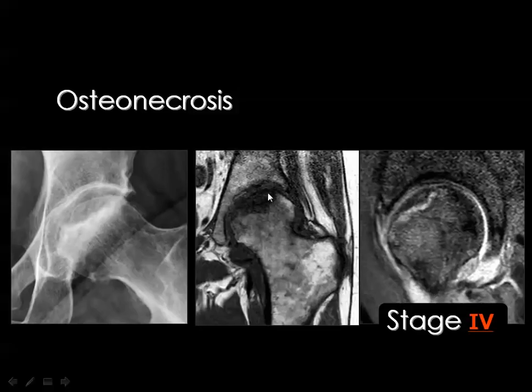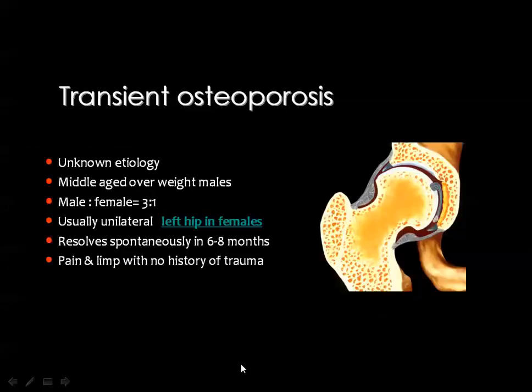You can see that the dead bone is black in the T1 and also black in the gradient image, diagnostic of stage 4 avascular necrosis of the femoral head.